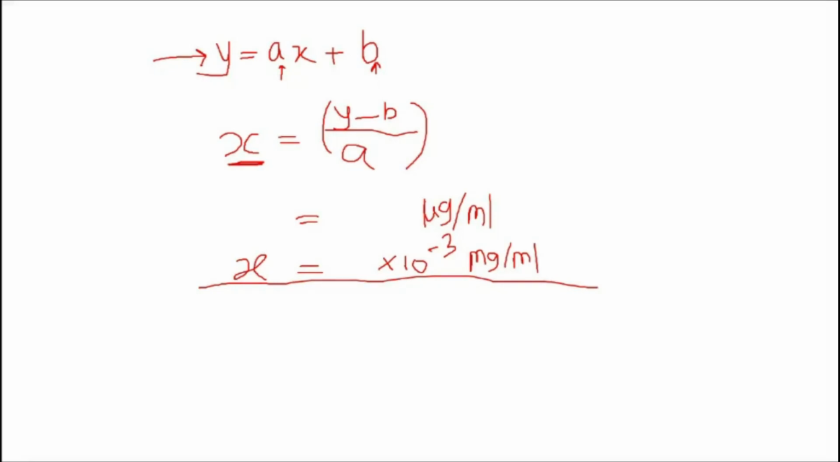So if you know values of y, you know values of A, and you know the value of B, you can calculate the concentration of the unknown solution by just reshuffling this formula to y minus B divided by A. Look, B went to the left-hand side, so it will become y minus B divided by A. So you will get the value of concentration.